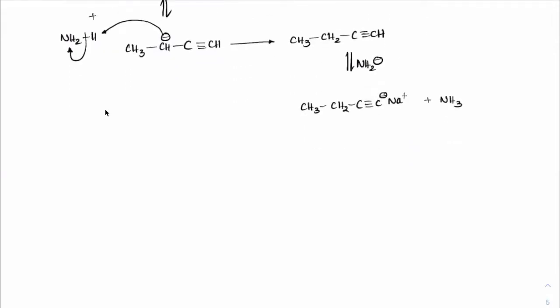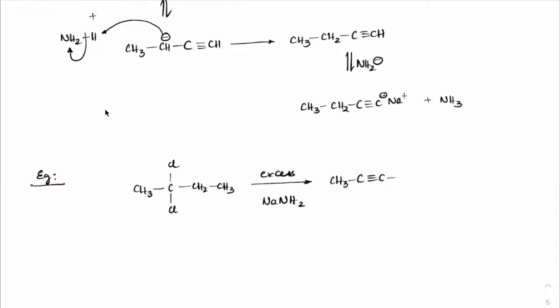So if the question is asked this way, like what are the major products in this case? CH3, C, Cl, Cl, CH2, CH3, and we are using excess amount of NaNH2. One product we can get is CH3, C triple bond C, CH3, which is our desired product, and that is what we expect: this hydrogen and chlorine will undergo dehydrohalogenation, and one more hydrogen and chlorine will undergo dehydrohalogenation.